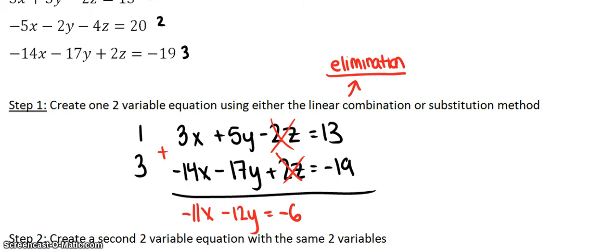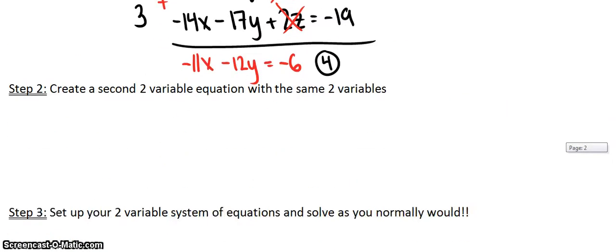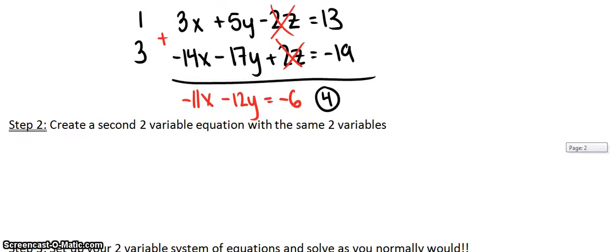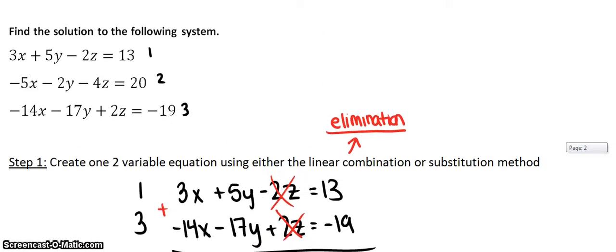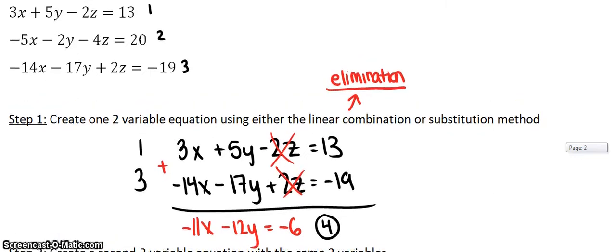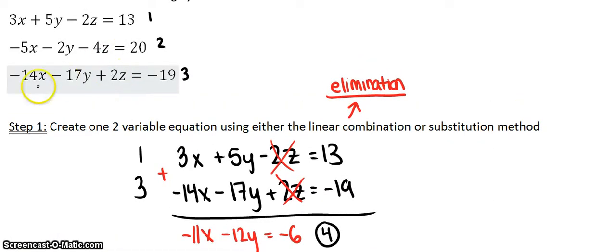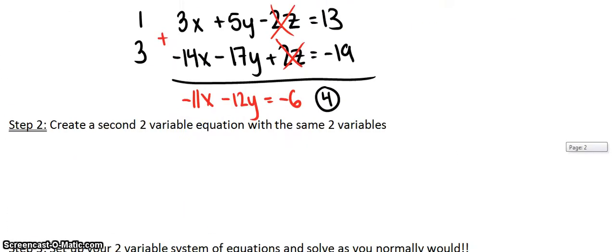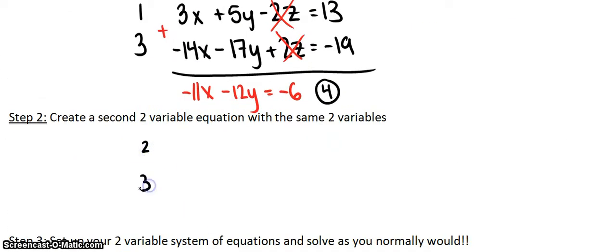Okay, so I'm going to call this equation number 4. We're going to do that again. I'm going to try to eliminate the z's, but using two different equations. So maybe I'll use equation 1 and 2, or I could use 2 and 3. It's up to you. I'm going to choose to use 2 and 3 because they already have opposite signs. So all I'd have to do is multiply this one by 2 instead of having to multiply by a negative. So I'm going to combine 2 and 3.